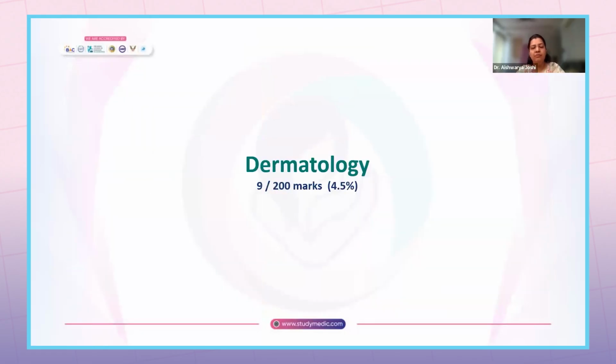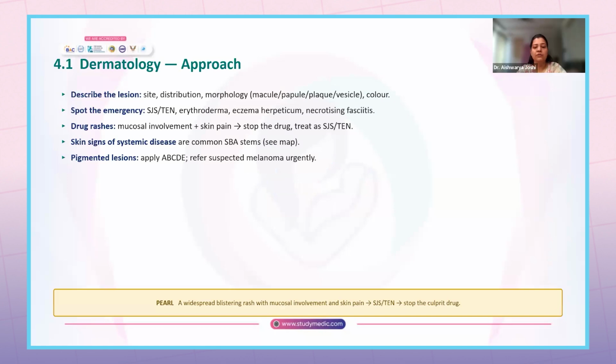Let's come to dermatology, very important, and images may also come. Firstly, you need to describe the lesion. Where is the lesion? What is the distribution? Proximal. What kind of lesion is it? Whether it is a plaque, which is well demarcated from the basal surface, or a vesicle, which refers to a fluid-filled packet formation, and the color of the rash.